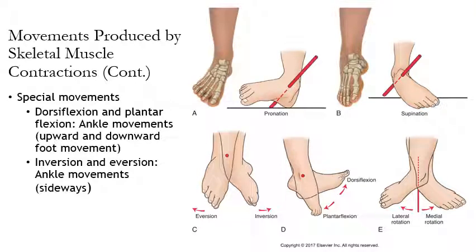Okay, let's look at some special movements of the body that I mentioned we were going to be looking at in the previous slide. So dorsiflexion and plantar flexion. In dorsiflexion and plantar flexion, the ankle movement is upward and downward. So that's how you move your foot. Then inversion and eversion move the ankle from side to side.